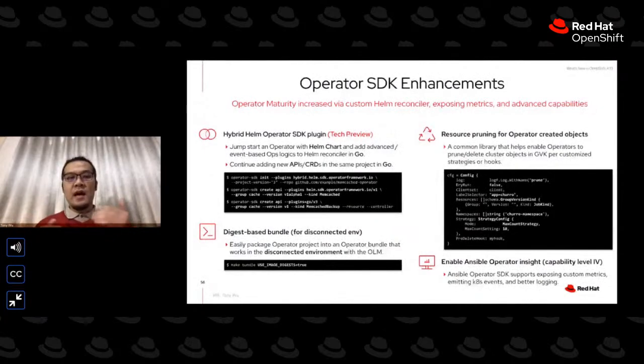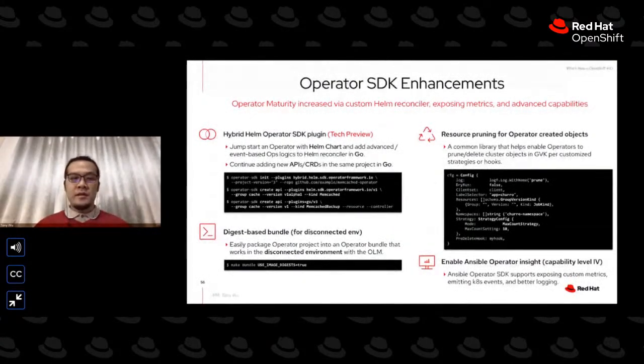Next, operators can create Kubernetes objects as part of their normal operations. If not properly removed, those objects could be hogging valuable resources like etcd keys or storage space. Therefore, a new library is here to help operators remove objects specified by group version kind, also with different pruning strategies.